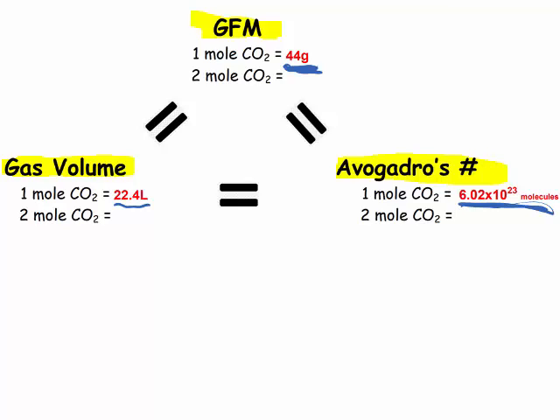And so if I was to say double that, what if I said I don't have 44 grams, but I have 88 grams? Well, that equals 2 moles, right? So that means I would have 44.8 liters, and that means that I would have 1.2 times 10 to the 24th, in proper scientific notation. Okay, so that's an important connection for us with the mole concept. Again, GFM is the one that we use the most, but the other 2, we want to understand them.